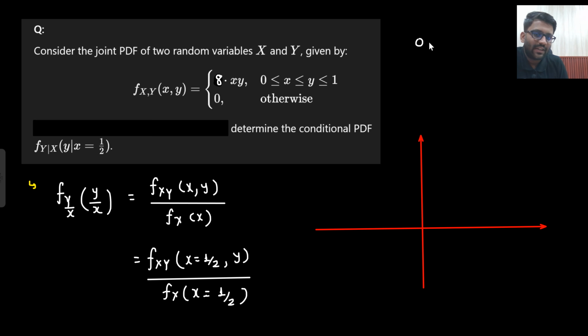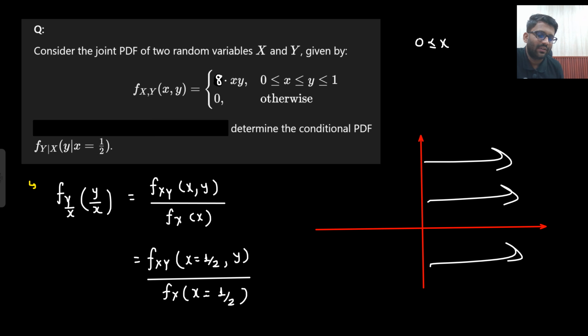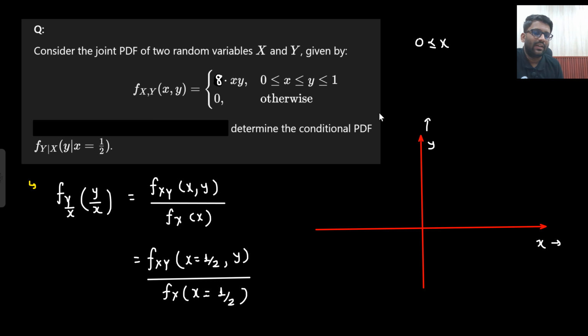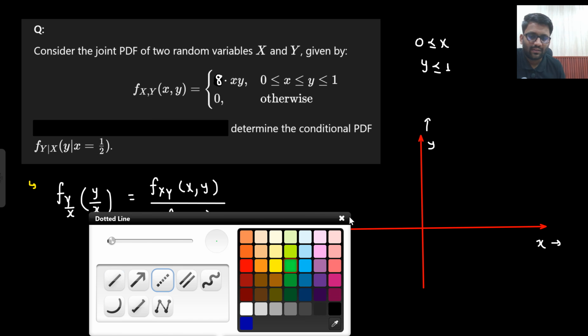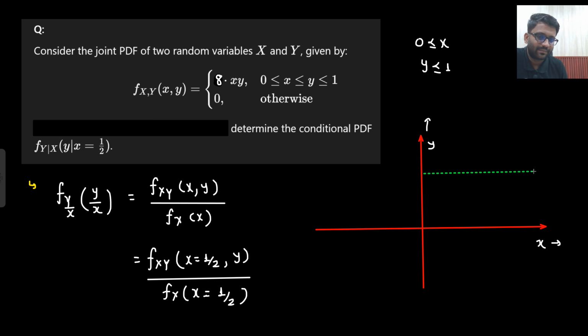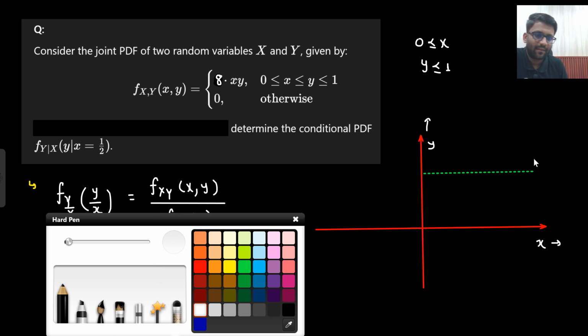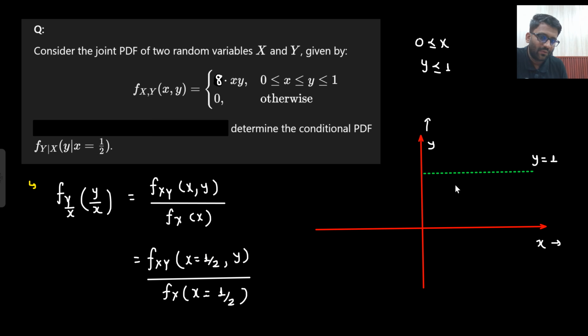So what information is given? First information is that x is greater than 0. That means you are working in this region now. So this is your x, this is your y. And the second information is that y is less than 1. So let's make y equals 1. This would be your y equals 1. So y is less than 1.